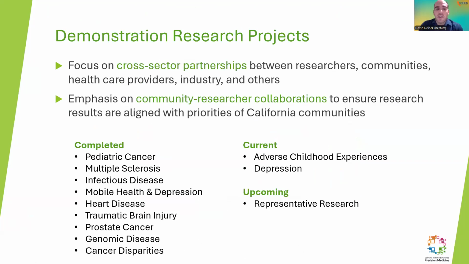So, like I said, we focus on cross-sector partnerships and community research collaborations. Over the 10 years we've been around as a program, we've funded 21 research projects. A bunch of those have been completed and span the disease areas that you see here on the left. Our current portfolio is focused on adverse childhood experiences and depression. And you're all here today because we have a focus on a new funding opportunity on representative research. Like I mentioned before, that's divided up into two RFAs, one on partnerships, and this one that we're talking about here focused on doctoral student research. Next slide, please.